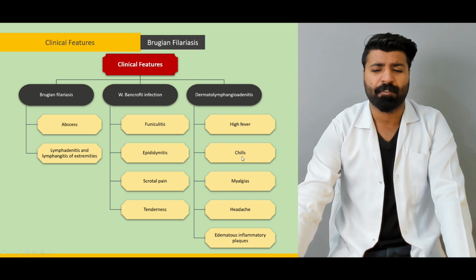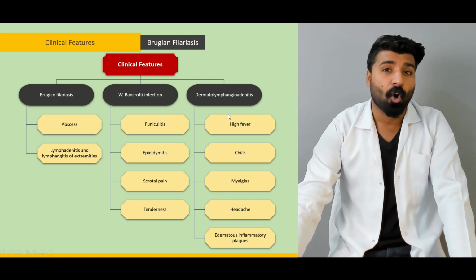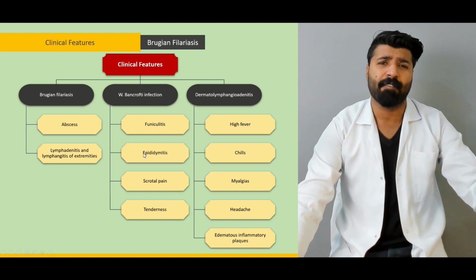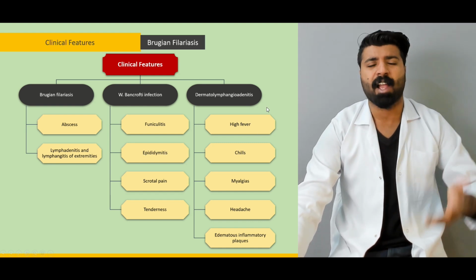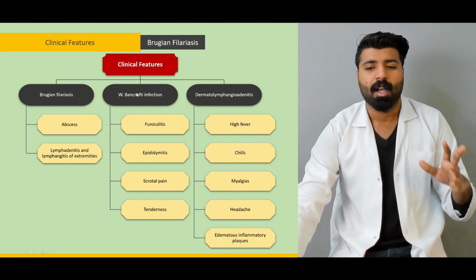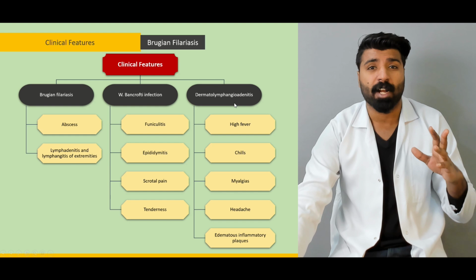chills, high grade fever, myalgias, but it can also be associated with what? Epididymitis. The patient is having epididymitis and chills and high fever. You won't be able to differentiate whether it's bancrofti infection or dermatolymphangioadenitis.